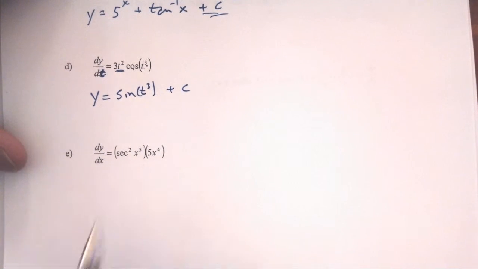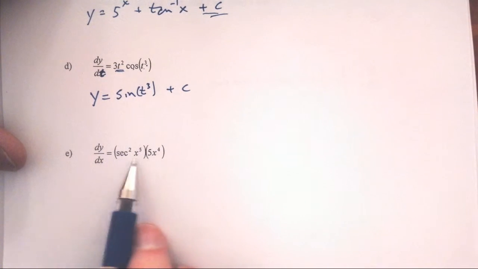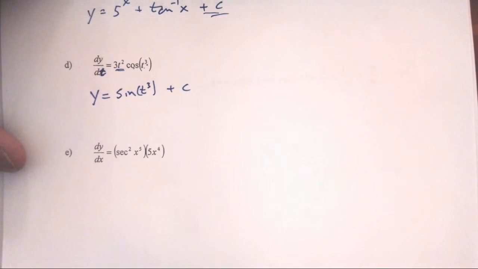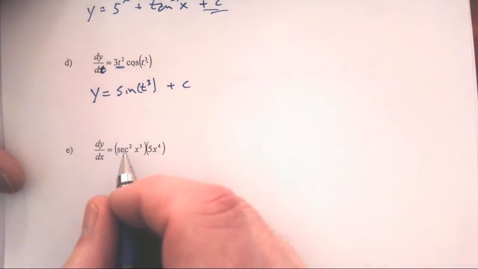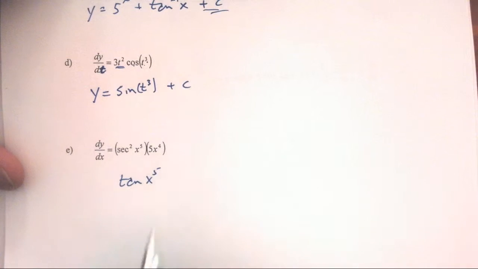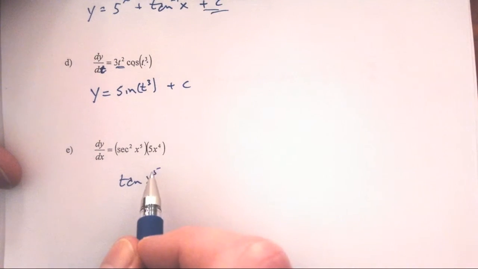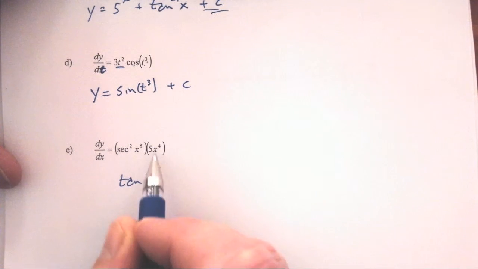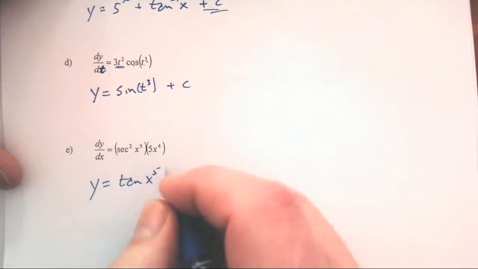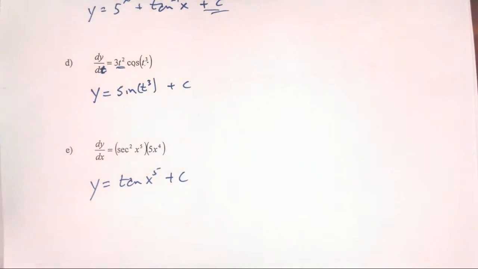This would be a really good time to pause this one because this is almost the same problem. You can try it if you'd like. Okay, I'm going to go. The derivative that gets me to secant squared is tangent. It has to be of x to the fifth. I'm just hoping that this works out. Times the inside derivative of x to the fifth, times 5x to the fourth. We've got it. y equals this plus c.